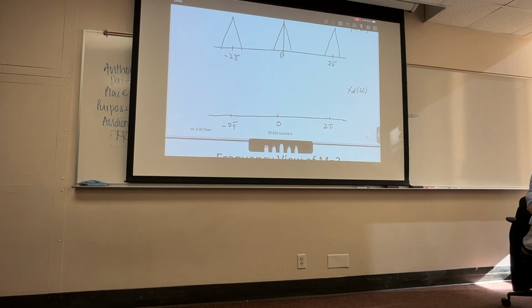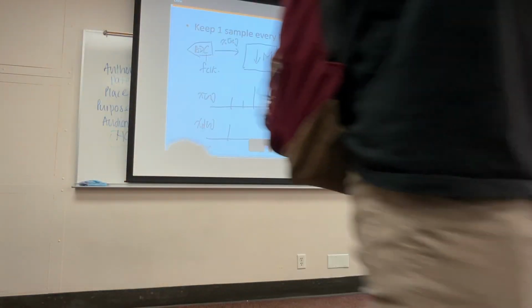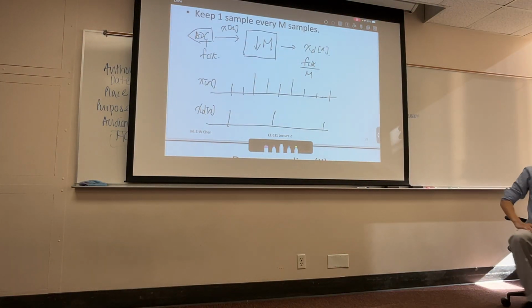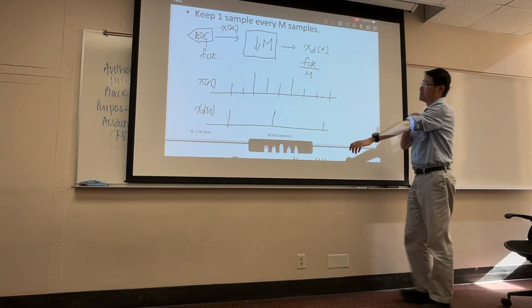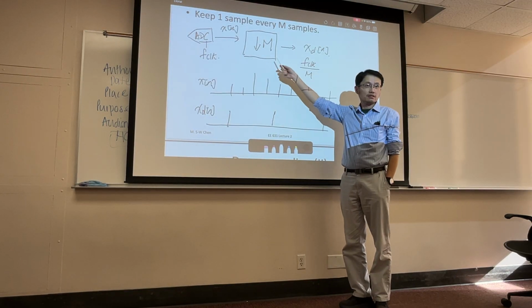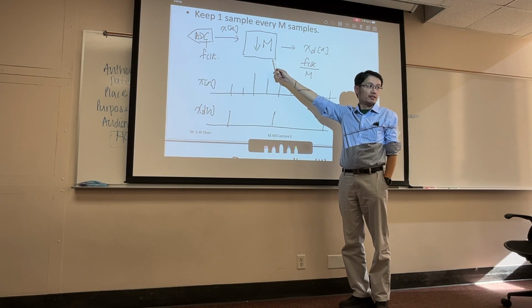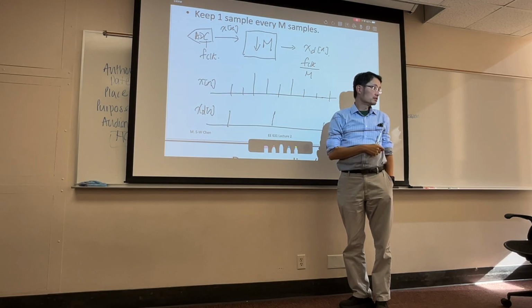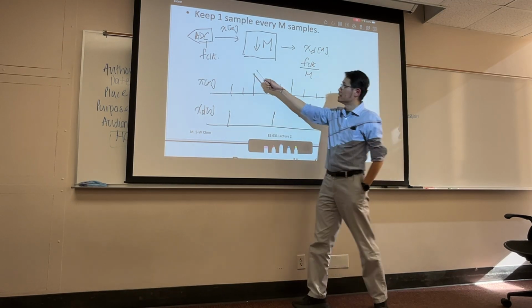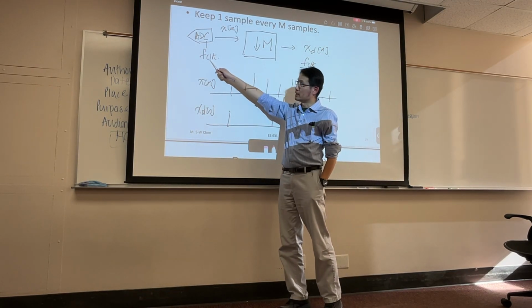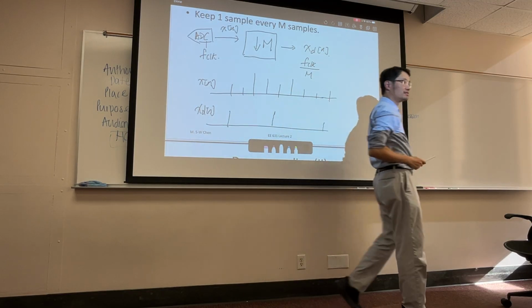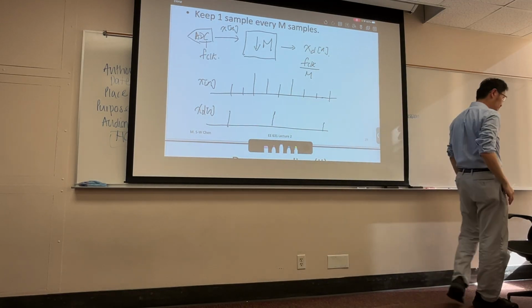Because it will only map to 2 pi if we... So look at this picture. If I take this, downsample by M, in the physical world, what's the difference between that and using another ADC with the clock frequency divided by M? Is there any difference?